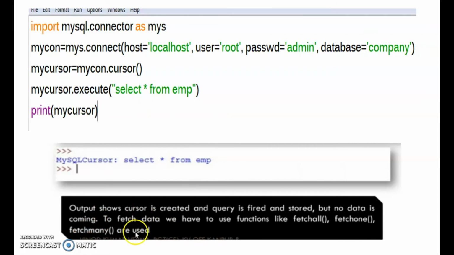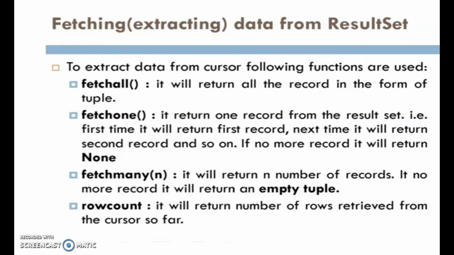So when you execute this, no data will print. To print the data, you have to fetch data by using functions like fetchall, fetchone, or fetchmany. So here, first one, fetchall. The fetchall function will return all the records in the form of tuples. It will return all the records from the database.